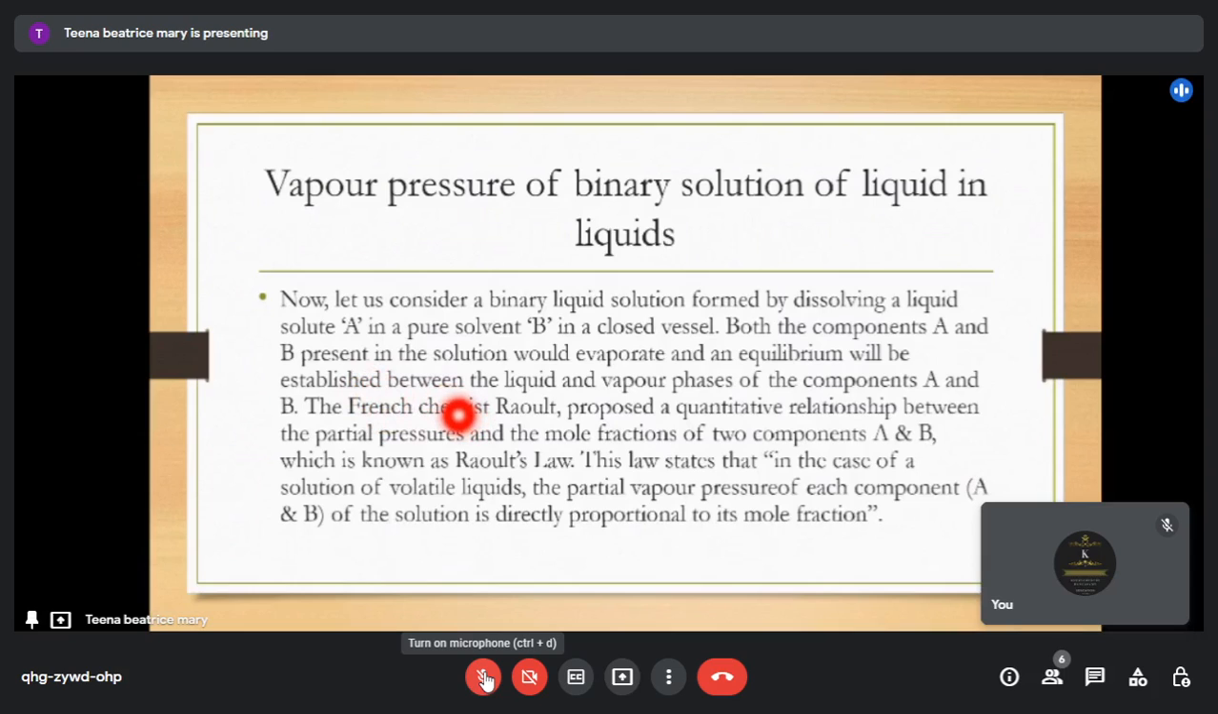So இது ரெண்டுமே would evaporate. It will get evaporated, and it will also form an equilibrium. அங்க ஒரு equilibriumம் நடக்க போகுது. So that equilibrium is established between a liquid and vapor phase of the components A and B. A க்கும் B க்கும் இடையில vapor phaseல தான் இது நடக்க போகுது. So here comes the French chemist Raoult, who proposed a quantitative relationship between the partial pressures.